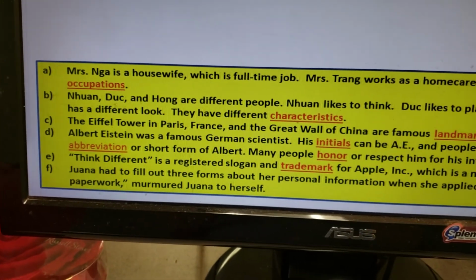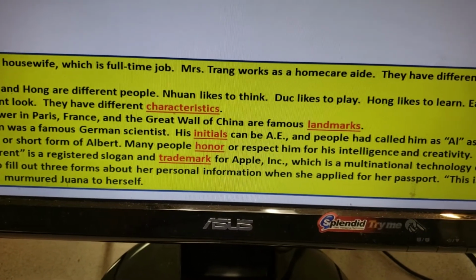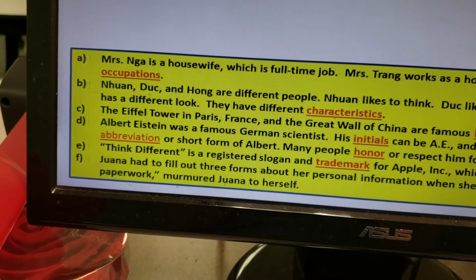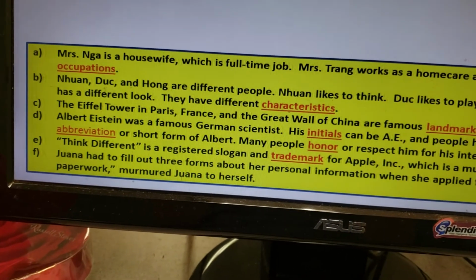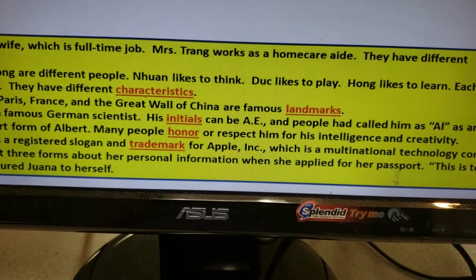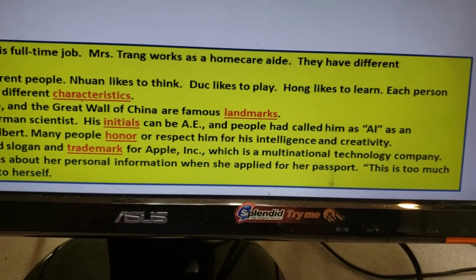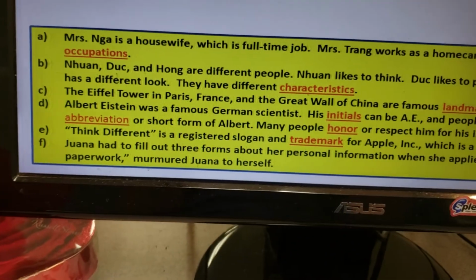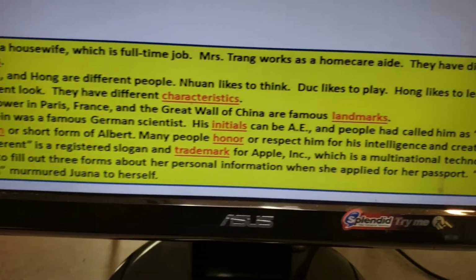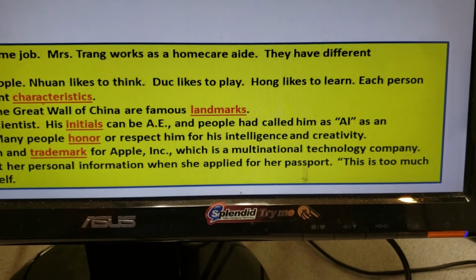The Eiffel Tower in Paris, France, and the Great Wall of China are famous landmarks. Albert Einstein was a famous German scientist. His initials can be A period, E period, and people called him Al as an abbreviation or short form of Albert. Many people honor or respect him for his intelligence and creativity.